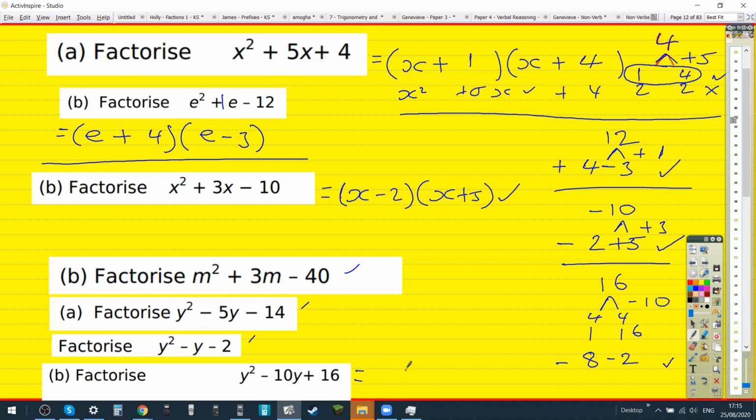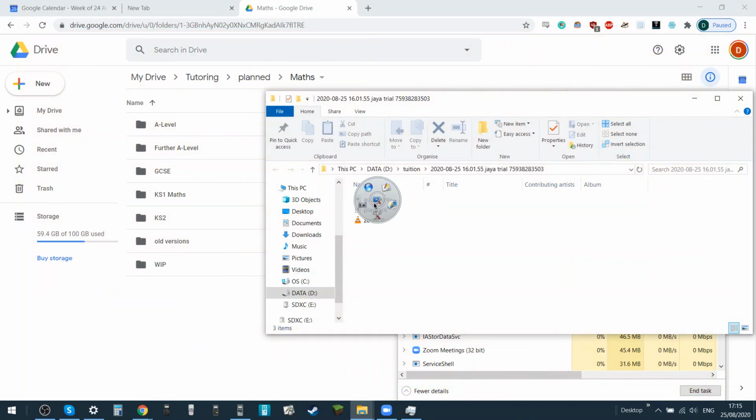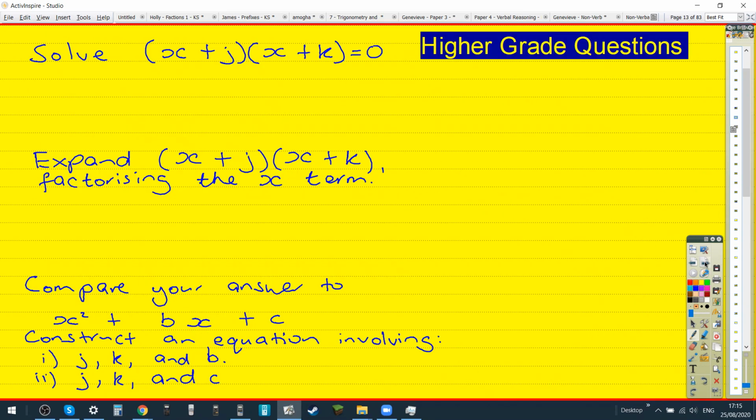So, it will be y minus 8 and y minus 2. Great. So that one had two minuses. So they add to make a minus, multiply to make a plus. Because minus times minus makes plus. Any questions about those? Nope.